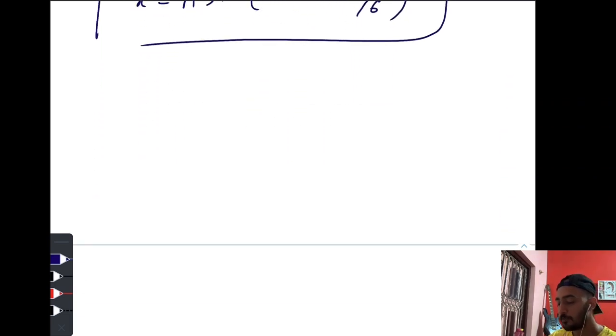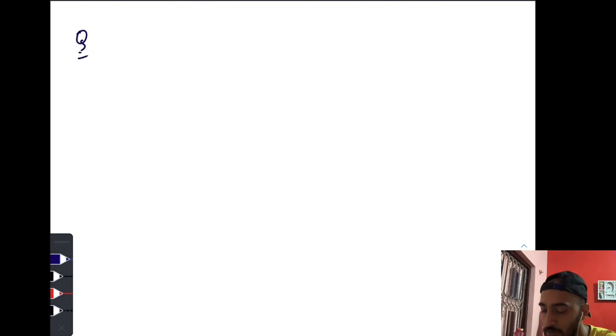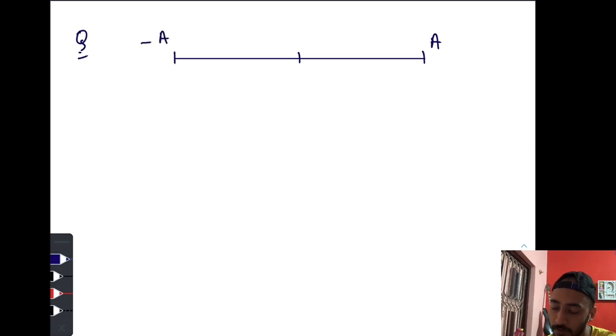Let us try to solve a few different types of problems using the phasor diagram. Suppose in our question it is given that a particle is performing SHM of amplitude A. This is the mean position. At t equals 0, the particle is at x equals a by 2 and the velocity is negative. Okay, velocity is negative.